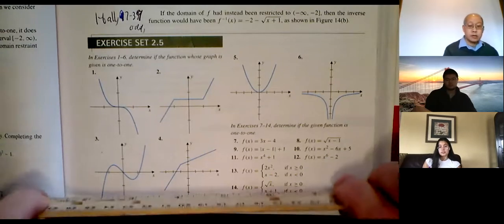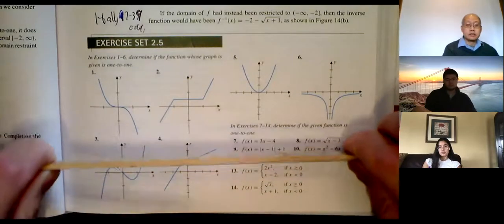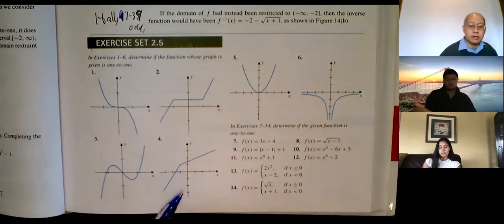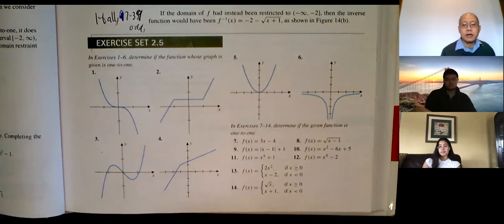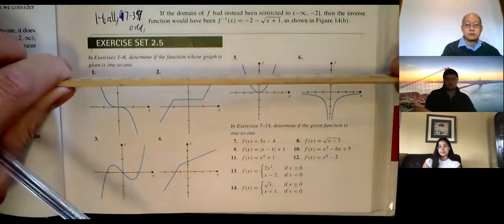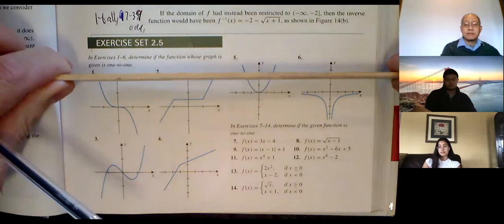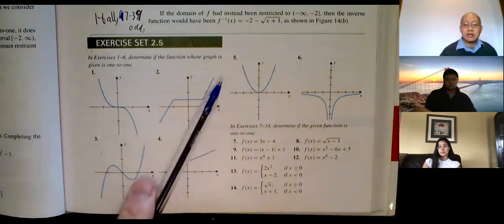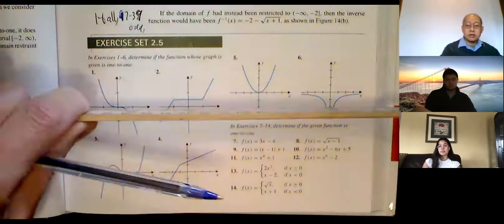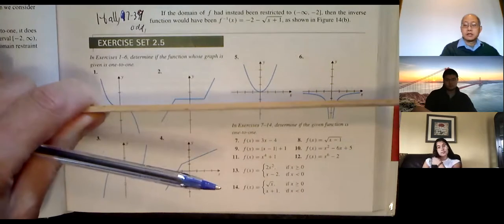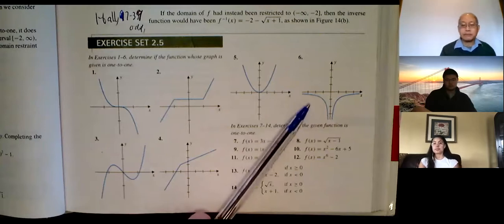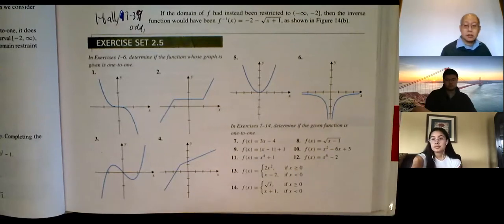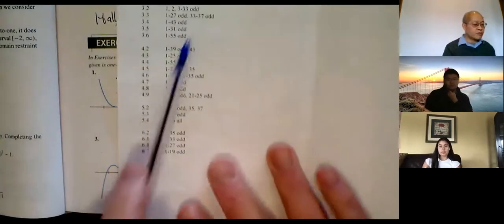Okay, 4. And we're looking at horizontal lines. 4 is one-to-one. If I draw a horizontal line anywhere, it looks like it's going to touch at only 1 point. Okay, 5. 5 is not. Here's a horizontal line which touches at 2 points. So 5 is not one-to-one. And 6. 6 is also a no, because I can draw a horizontal line which touches at 2 points. Okay, so hopefully that was pretty straightforward. Now I'll start doing some of the other 2.5 stuff.